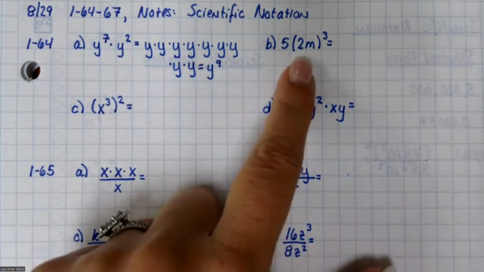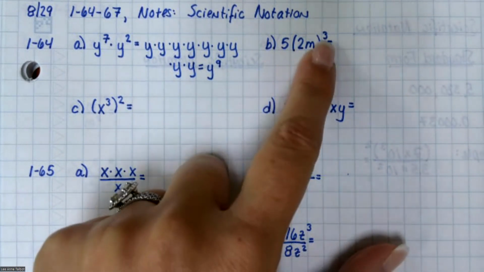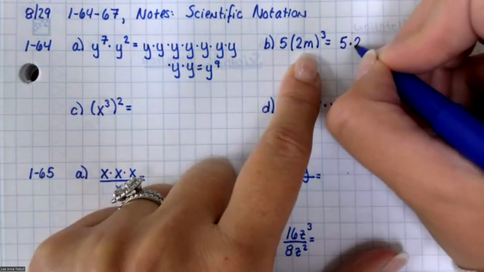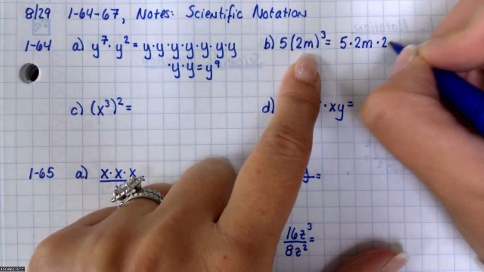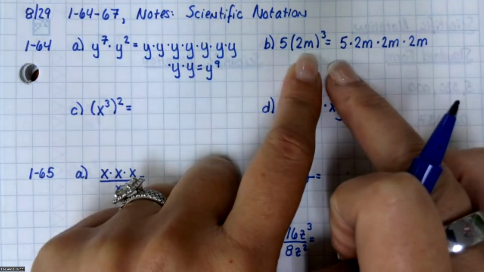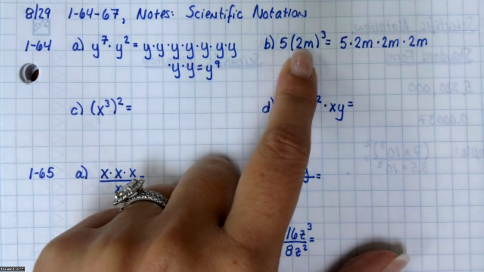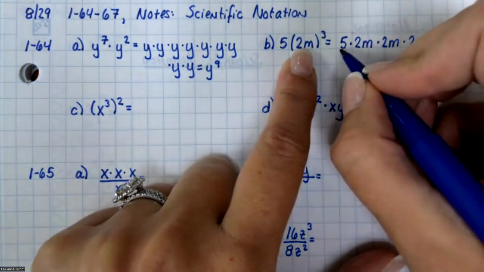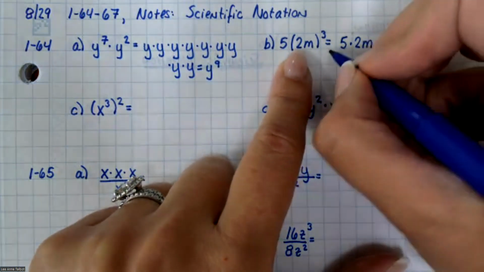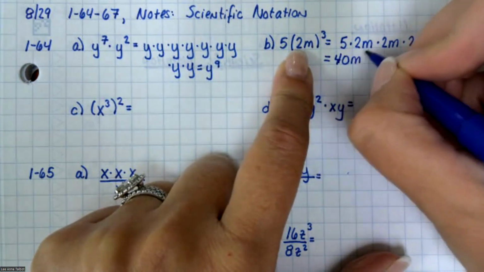Okay, letter B. I wanted to remind you here that the cubed part is only on the part with the parentheses. So this is 5 times 2m times 2m times 2m. So the 5 only happens once, but the thing in the parentheses happens 3 times. Okay, what's 5 times 2 times 2 times 2? Beautiful. And how many m's do I have? 40m cubed.